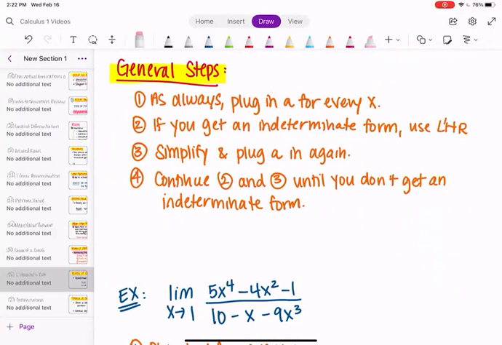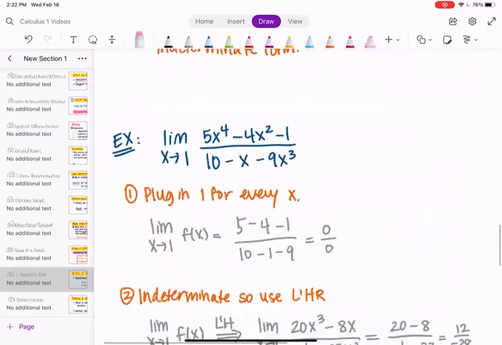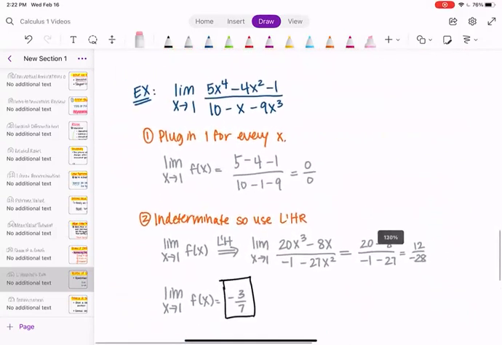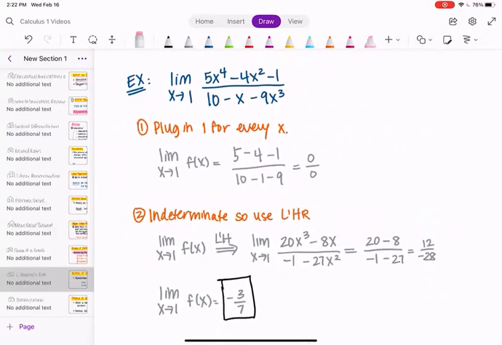So apply it, right? Take the derivative of the numerator, take the derivative of the denominator, reevaluate the limit, and if you still get an indeterminate form, do it again. Just keep doing it until you don't get an indeterminate form anymore. So what we're going to do here is evaluate a function where it only takes one go to get from an indeterminate form to an answer, right? Sometimes it only takes once.